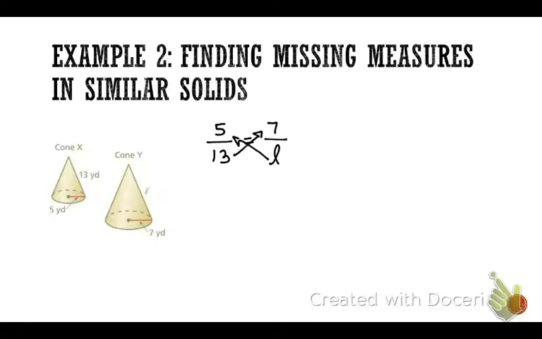Now I'm going to do cross products: 5 times L and 13 times 7. 5 times L is 5L. 13 times 7, well, I know 12 times 7 is 84, plus 7 is 91. Divide both sides by 5. This is going to be a decimal, not a big deal. The slant height for cone Y, what is 91 divided by 5?